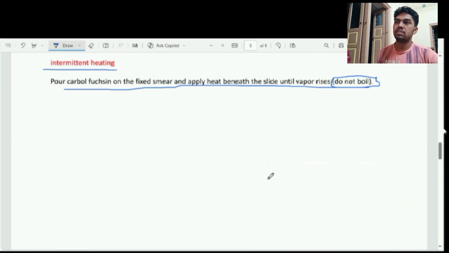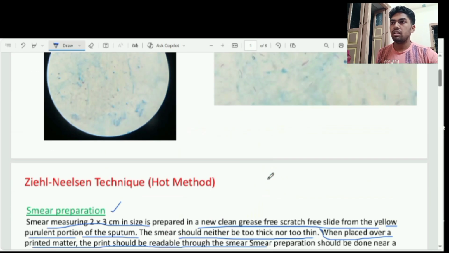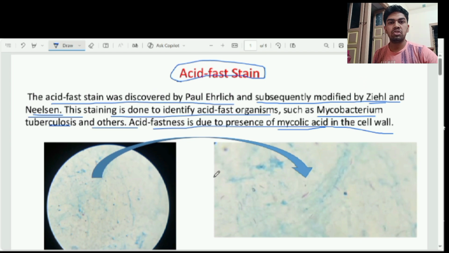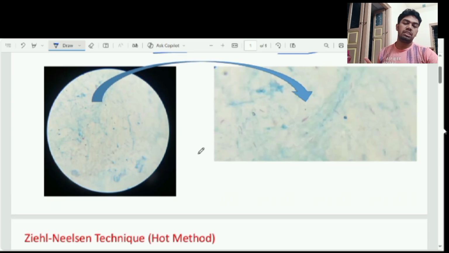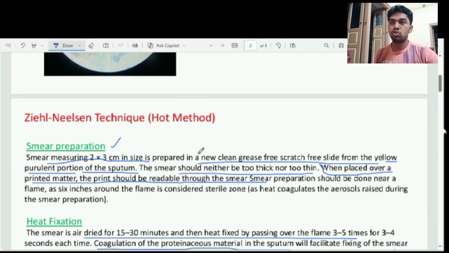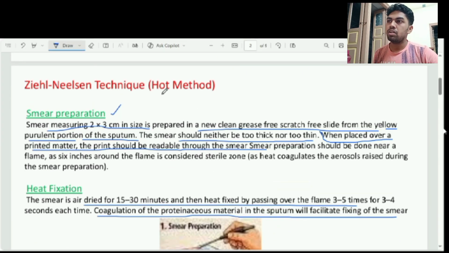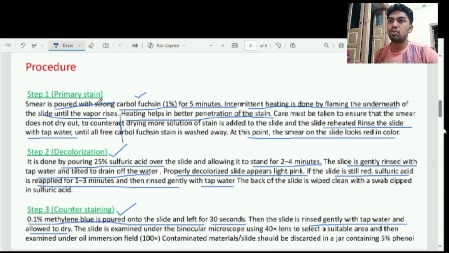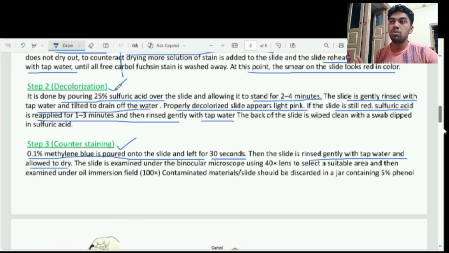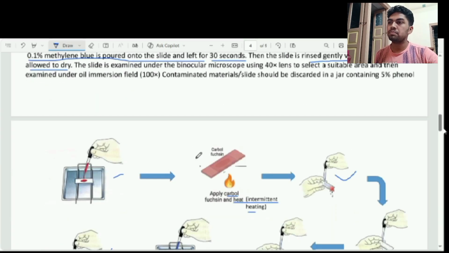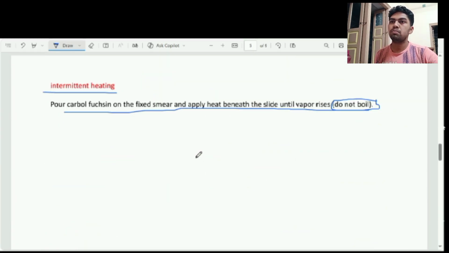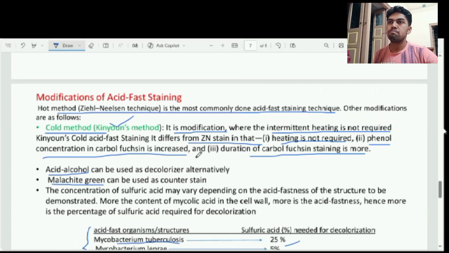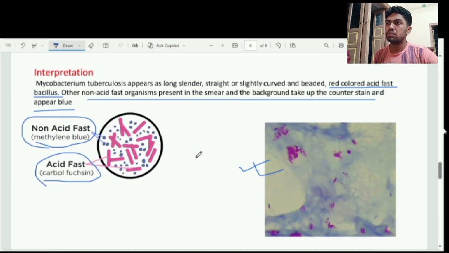So this was today's discussion about ZN stain. This is a very routinely used stain. So what are the things you have to remember? Full form of ZN stain, why bacteria show acid fastness, method of ZN stain, what is the procedure, what is the primary stain we are using, what is the decolorizing agent we are using, what is the counter stain, this is the process, and what are the modifications.